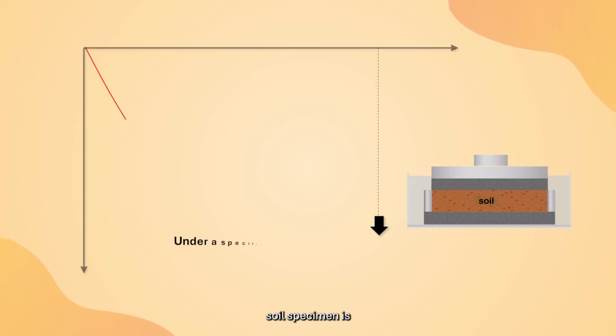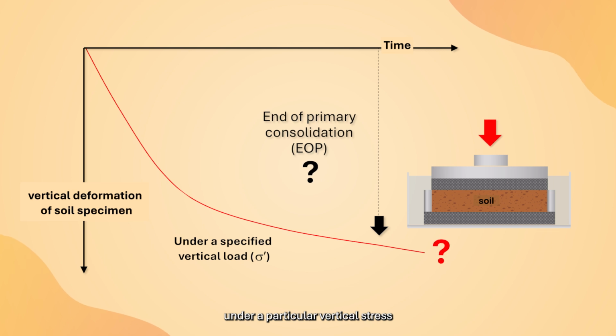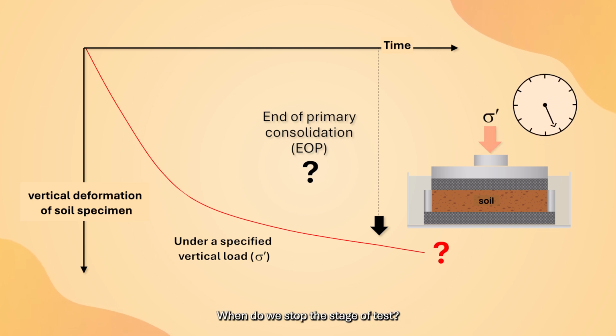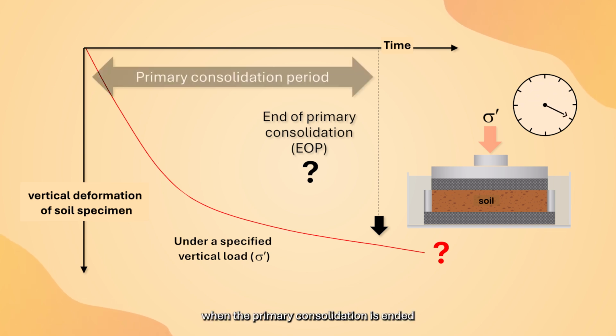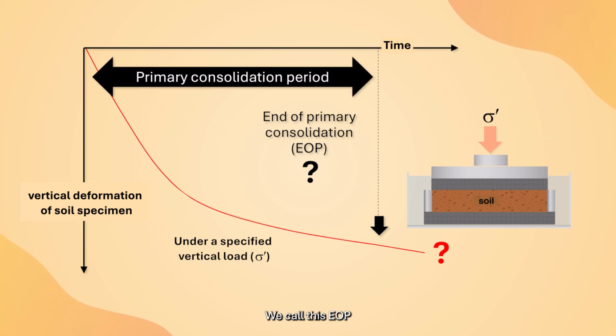When a soil specimen is under a particular vertical stress, vertical deformation continues with time. When do we stop this stage of the test? Well, we stop it when the primary consolidation has ended. We call this EOP. How then do we know EOP is reached? In other words, how do we know how long the primary consolidation period is?